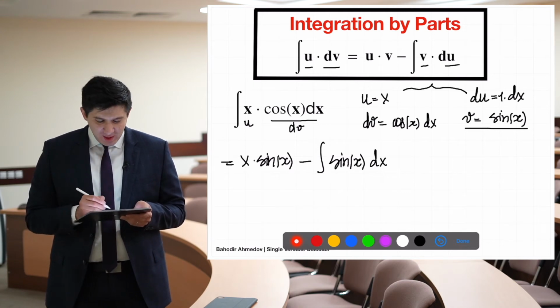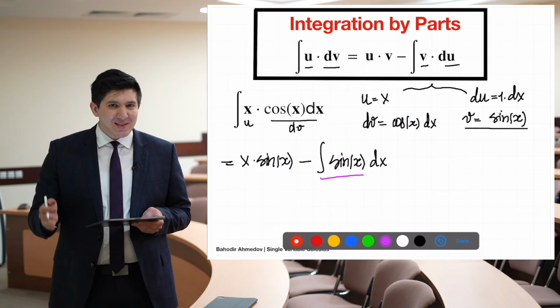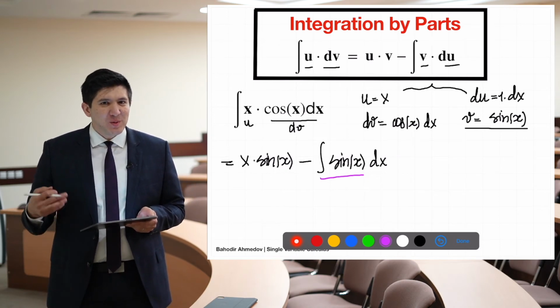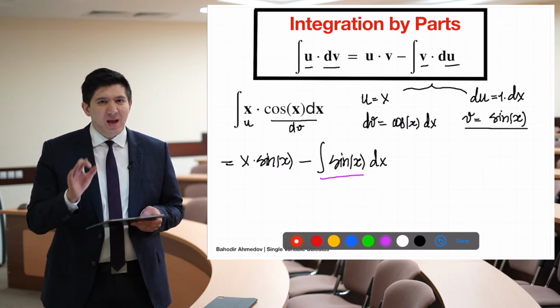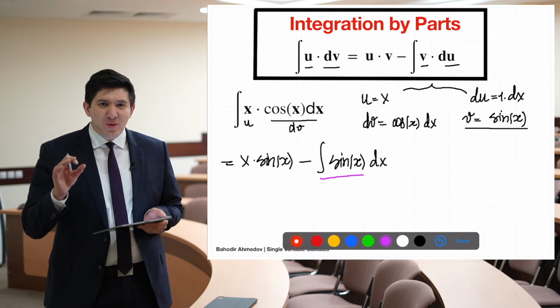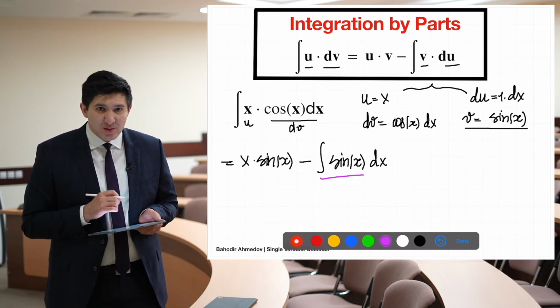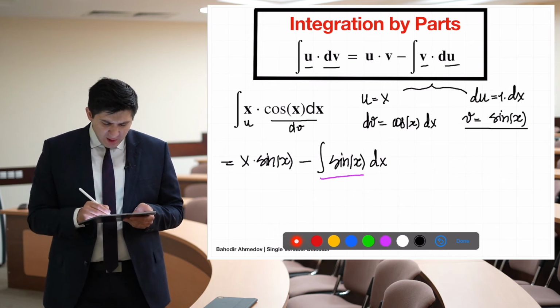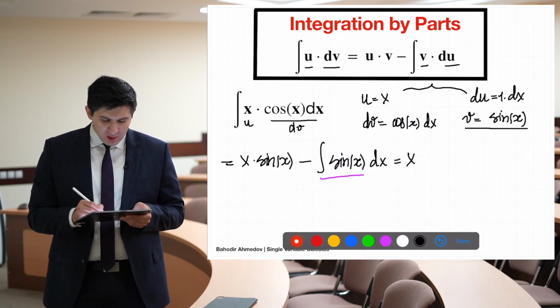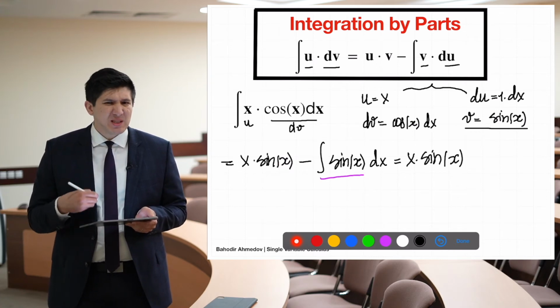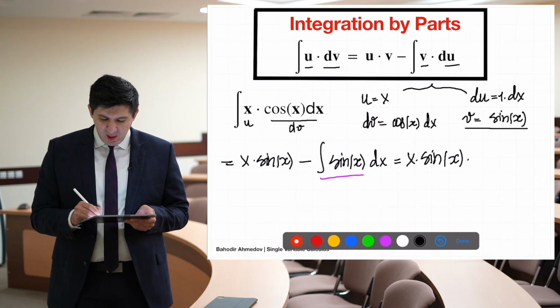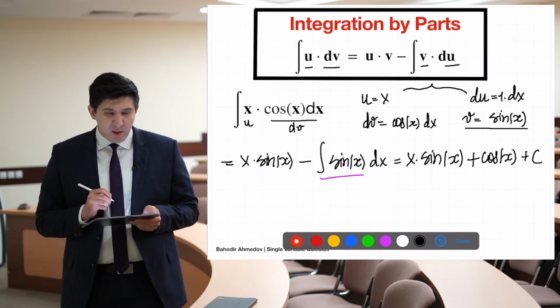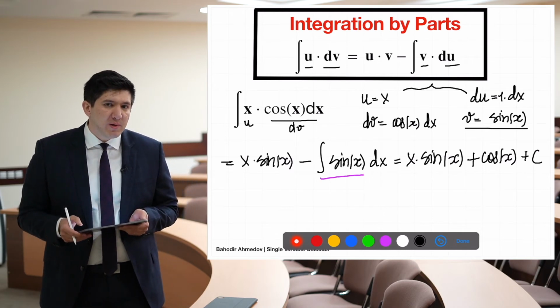So you see that inside your integration, the x disappeared. So we basically get rid of this x. Again, if you want to get rid of one of the functions, then use the integration by parts. Then the answer becomes really straightforward. It is x times sine of x, and the antiderivative of sine of x is minus cosine of x. Then with this minus, it becomes plus cosine of x plus c. Okay, so this is again how we can use the integration by parts.